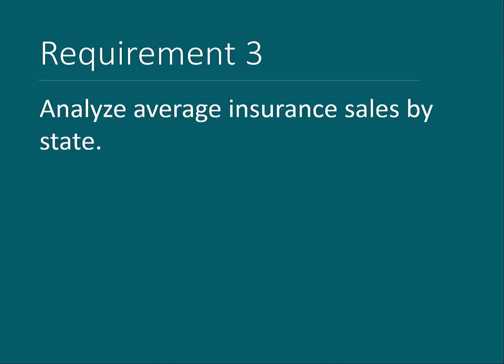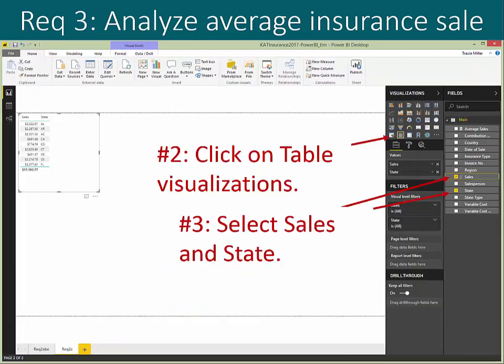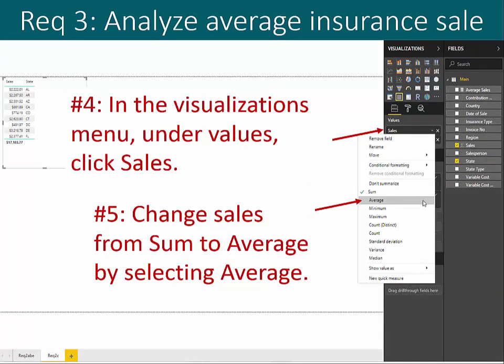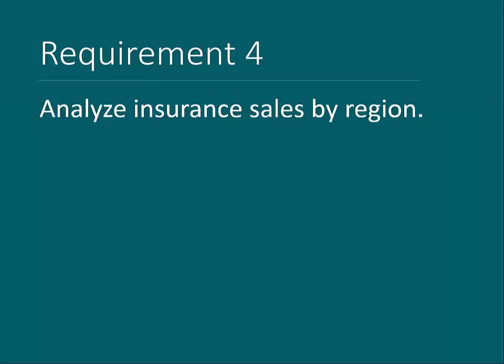Requirement 3. Analyze average insurance sales by state. In report mode, insert a new sheet. Rename the new sheet Requirement 3A and B. Click on the table visualization. Select Sales and State. In the Visualizations menu, under Values, click Sales. Change sales from sum to average by selecting Average. Click on the average of sales to sort by highest to lowest. This answers requirement 3A and 3B.